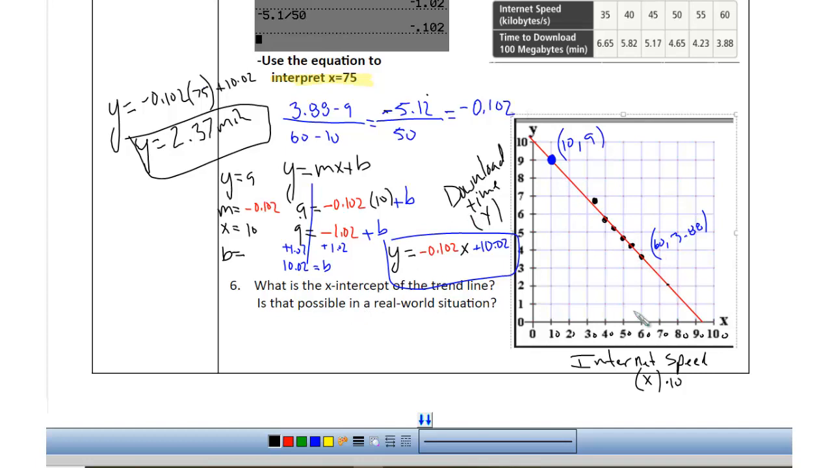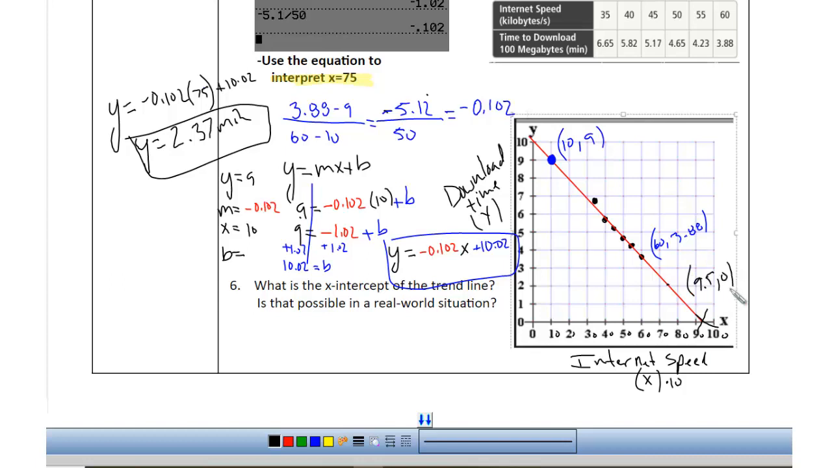And the last one here, the x-intercept of the trend line. And it wants to know if that's possible in a real-world situation. So what we're looking at is the x-intercept, where this crosses the x-axis, and it looks like it's somewhere here between 90 and 100. Well, is that possible? What we're talking about is the speed of the internet and the time it takes to download. So the x-intercept is going to be some speed, say this is 95 maybe, and then 0.